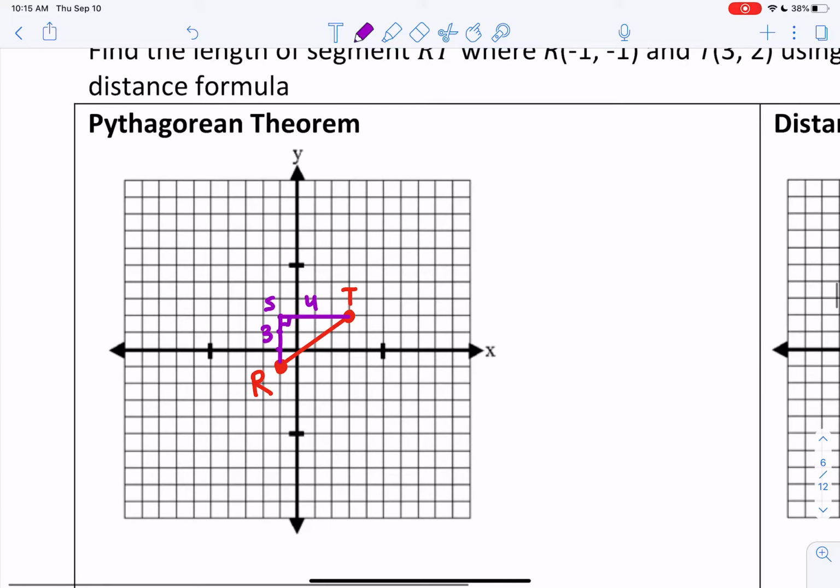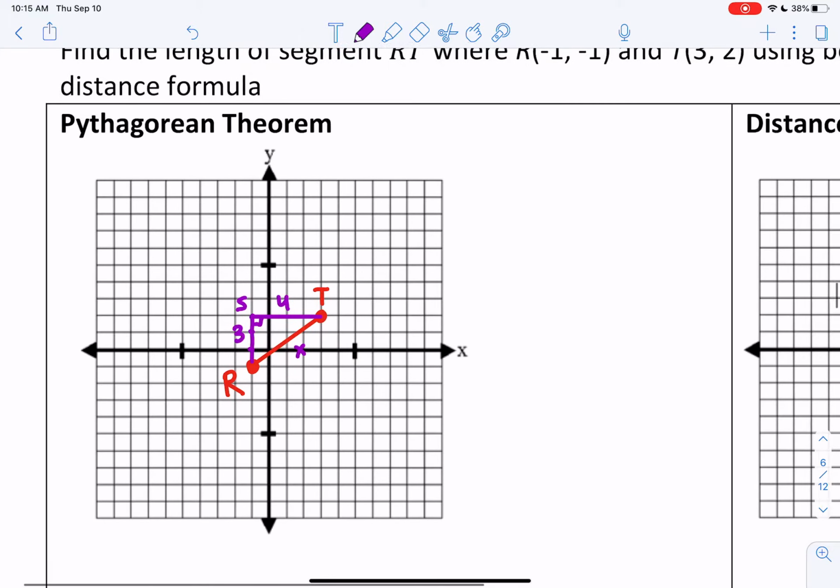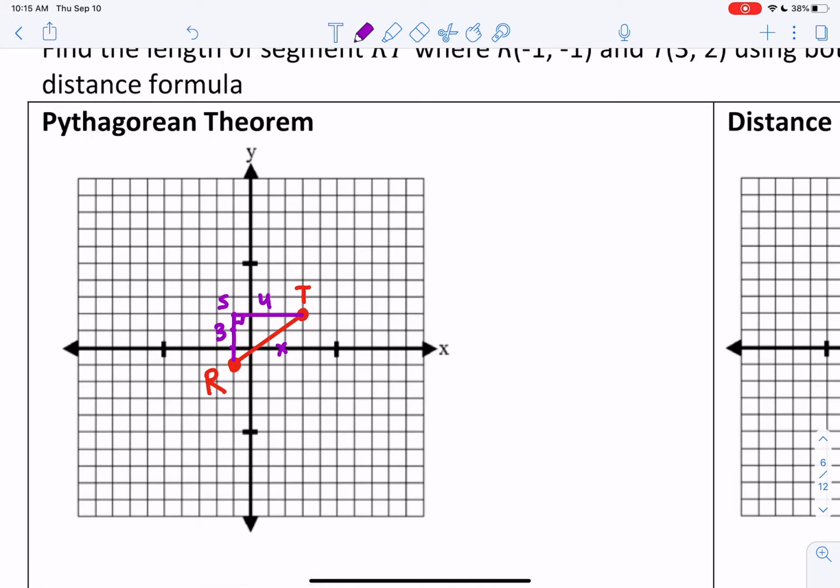Now, I don't know what RT is, so I'll go ahead and call that X. You can call it C, you can call it whatever you want to. Again, this is a Pythagorean theorem problem. So it's leg squared plus leg squared. 3 and 4 are my legs. So 3 squared plus 4 squared is going to equal my hypotenuse, which is x squared.